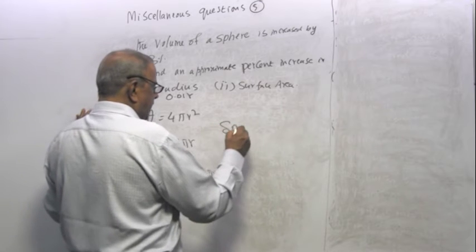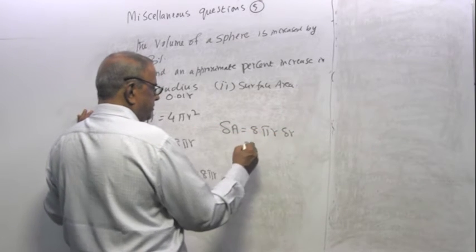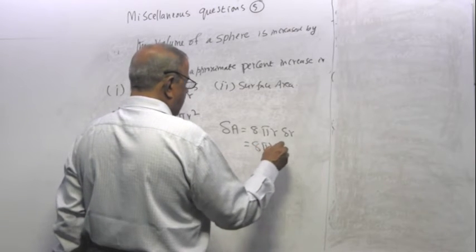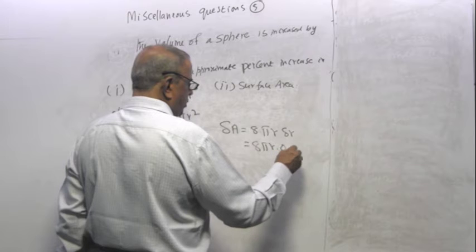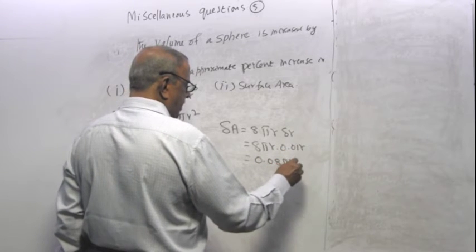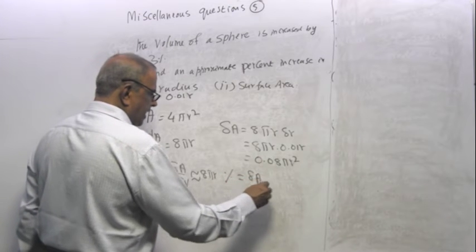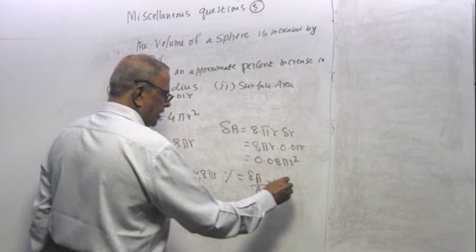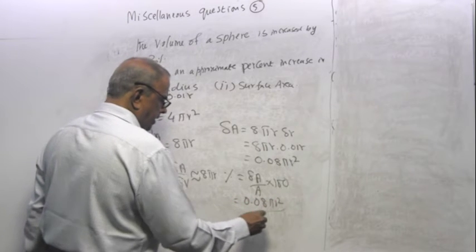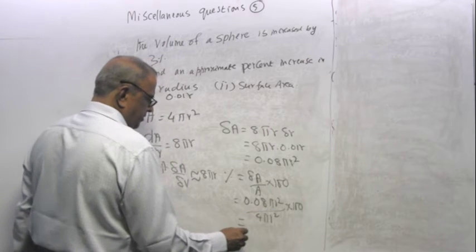So delta A is equal to 8 pi r delta r. What would that be? 8 pi r times delta r, which is 0.01 r, so it is 0.08 pi r squared. What is the percentage? It is delta A over A times 100. That is 0.08 pi r squared divided by 4 pi r squared times 100, which is 2%.